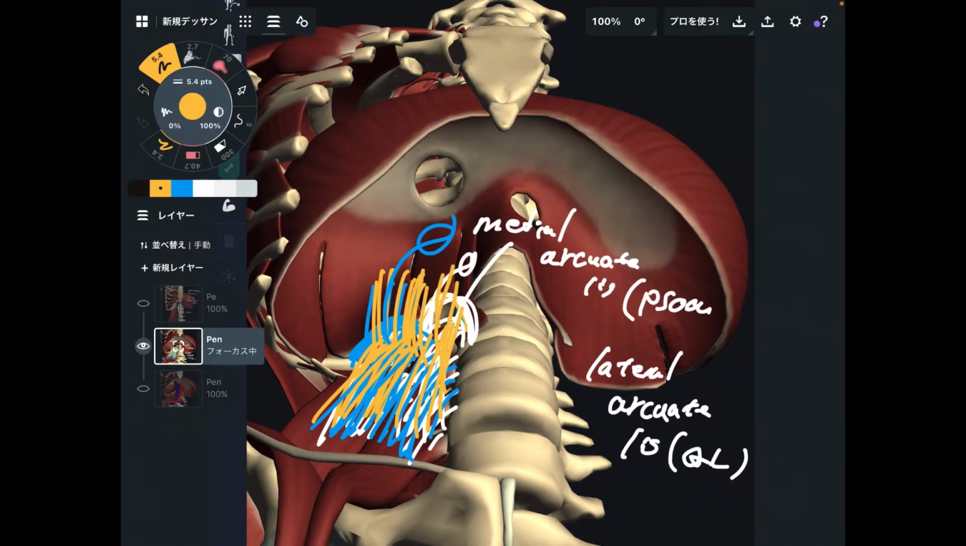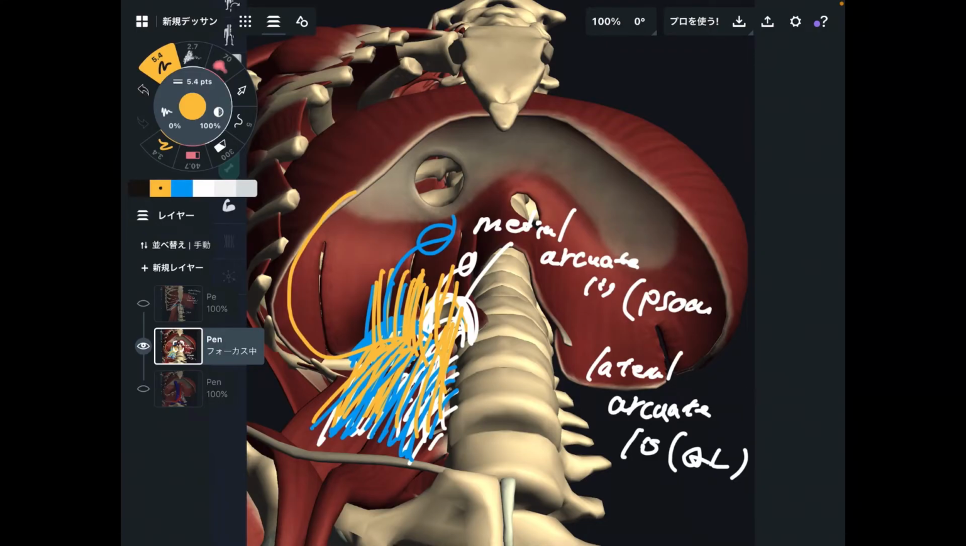Thus, you can say diaphragm is not only for breathing muscle. So this muscle can affect for core stability. Knowing anatomy is very important. Knowing origin and insertion are very important.